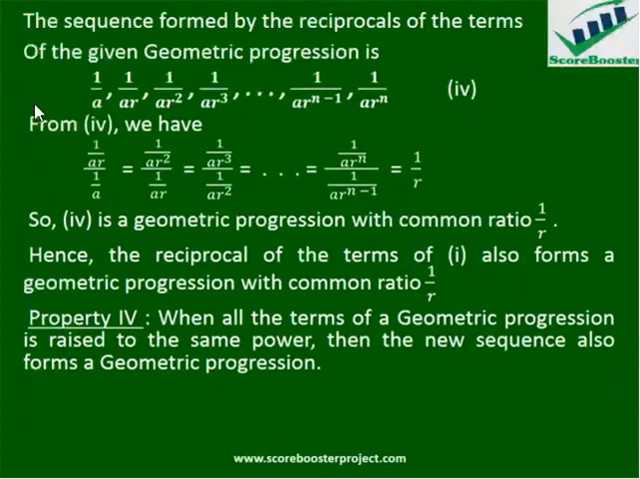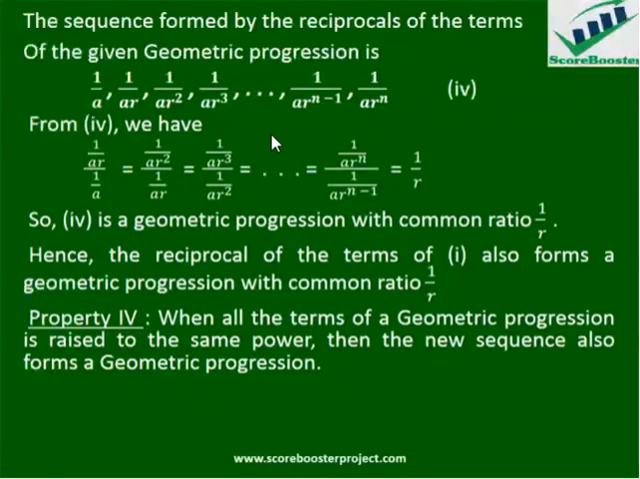So here, this is a sequence. To check if this sequence also forms a geometric progression, we have to check if it has a unique common ratio. That is, if you divide the second term by the first, the result must be equal to dividing the third term by the second, which must all be equal to dividing the n plus 1 term by the nth term. So from 4, we have 1 over ar divided by 1 over a, and it must be equal to 1 over ar squared divided by 1 over ar, which must be equal to 1 over ar cubed divided by 1 over ar squared, which must all be equal to 1 over ar raised to power n divided by 1 over ar raised to power n minus 1. If all this is evaluated, we get 1 over r.